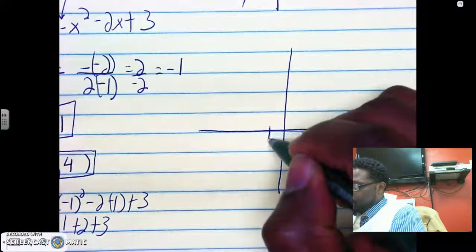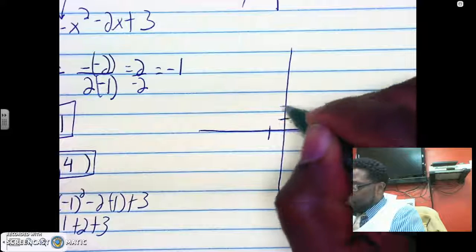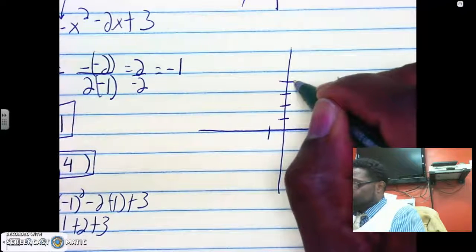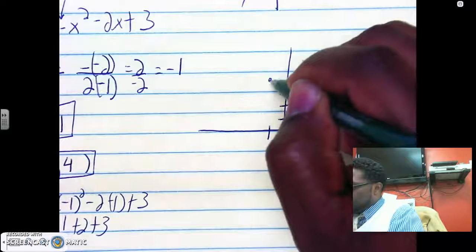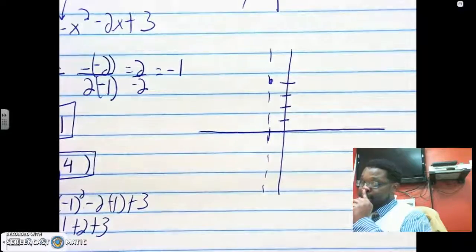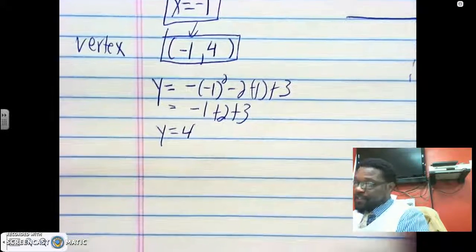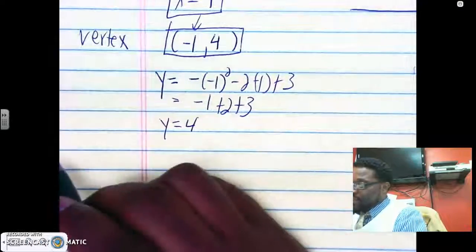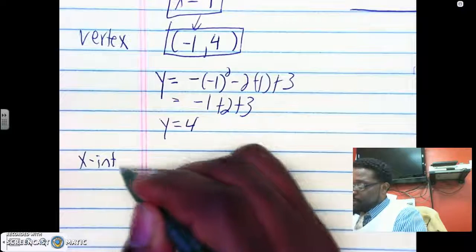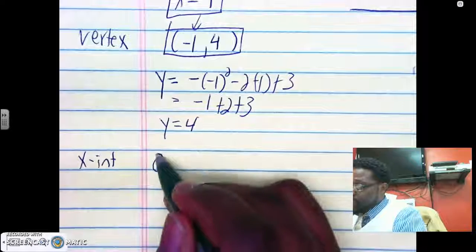Negative 1, positive 4 is this point right here. The axis of symmetry is that line right there. Let's keep going. Let's find the x-intercepts. Not the y, but the x-intercepts. That's when you put 0 in for y.